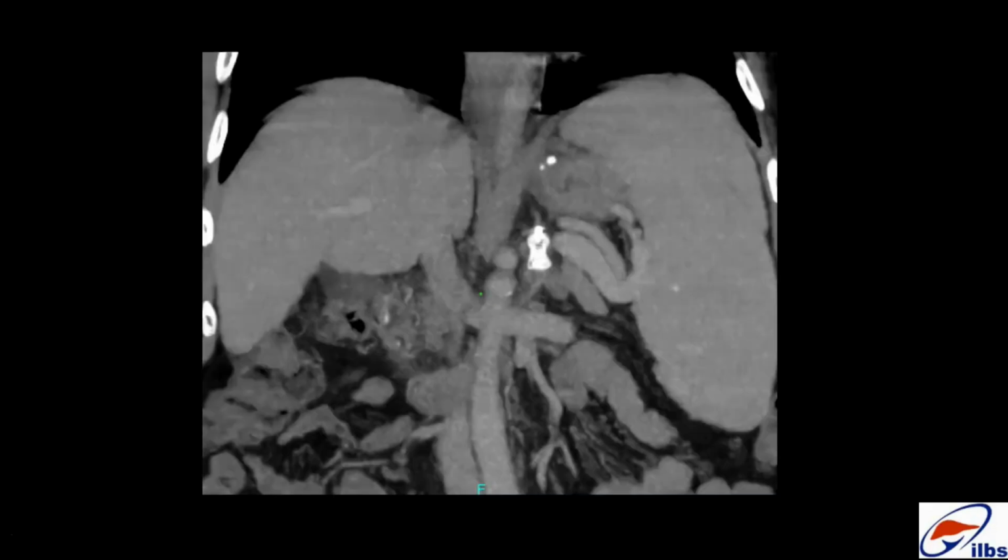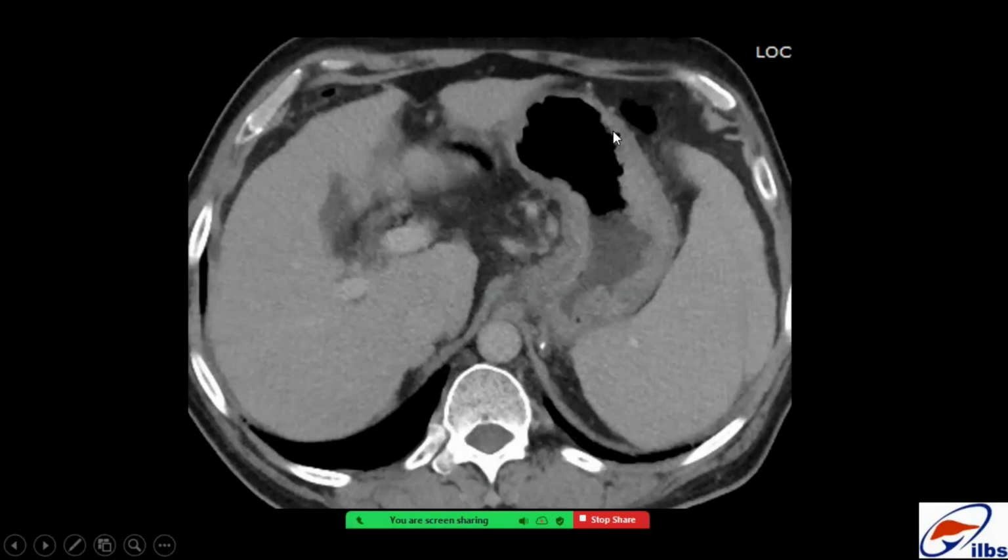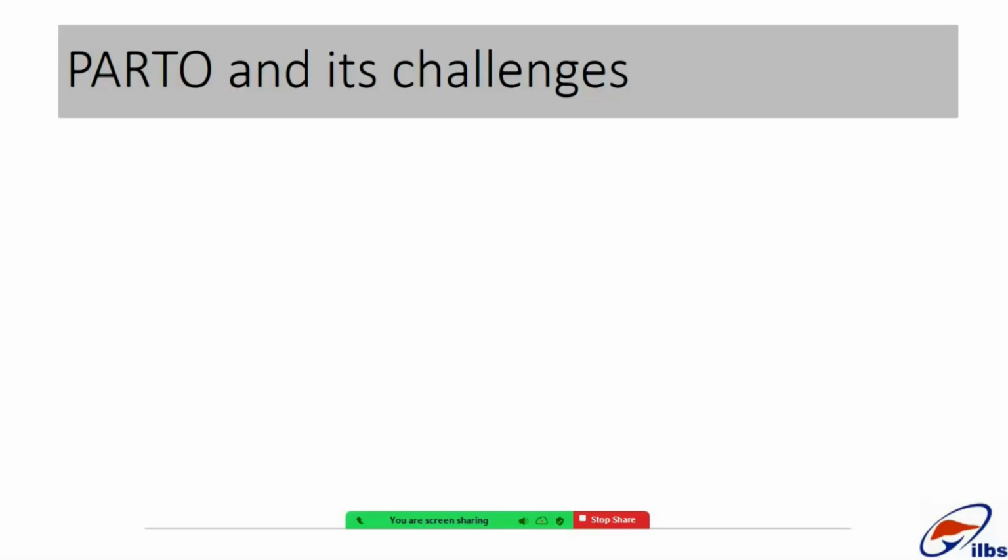And if you see the follow-up image, this area which was filled up with varices is totally clean. And this is how the gastric varices which were there are totally clean. You just see a normal gastric mucosa over there.